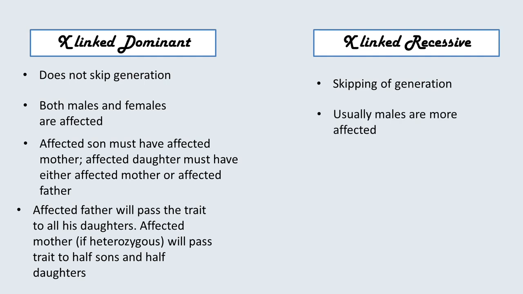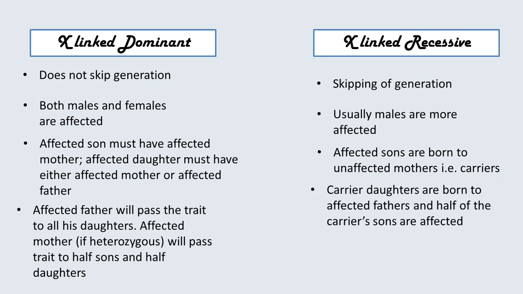The next one is that usually males are more affected than females. Affected sons are born to unaffected mothers, another important aspect. Hence, the unaffected mothers are called carriers. They have that particular gene, but they do not show that particular trait. Carrier daughters are born to affected fathers, and half of the carrier sons are also affected. So these are the salient features of X-linked recessive.